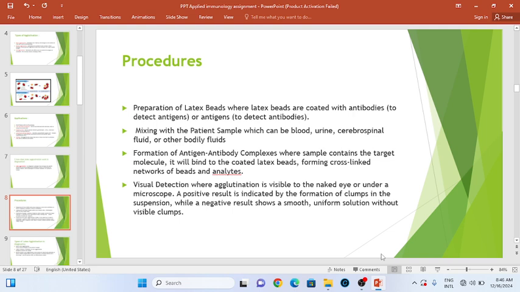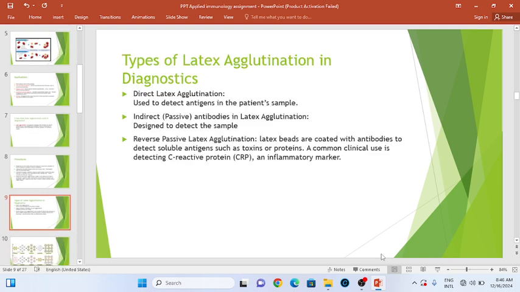The positive result will indicate formation of clumps in the suspension, while a negative result will show a smooth or uniform solution without visible clumps, meaning there is no agglutination. Latex agglutination in diagnostics has three types: direct latex agglutination, indirect or passive antibody latex agglutination, and reverse passive latex agglutination.